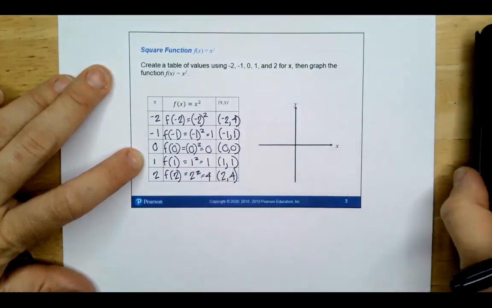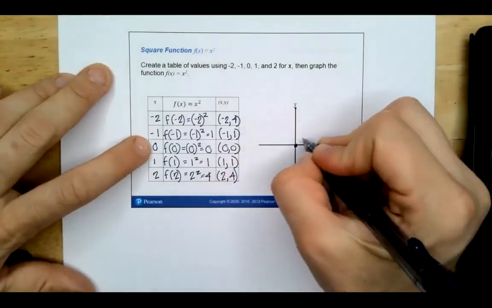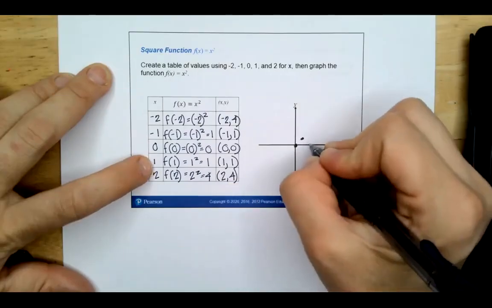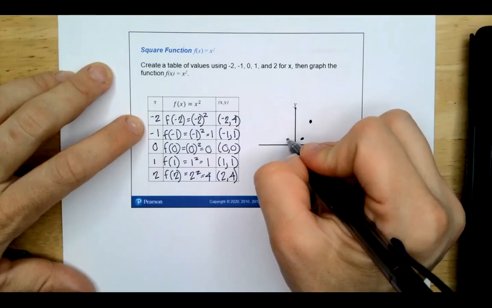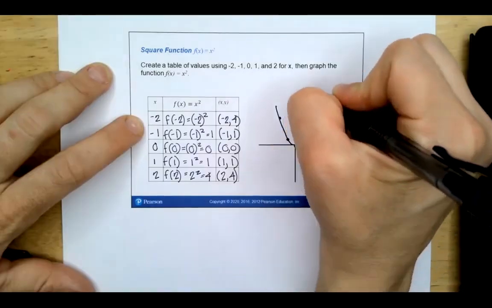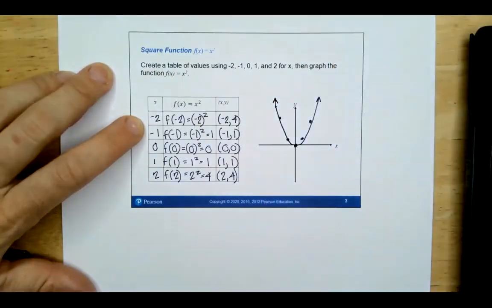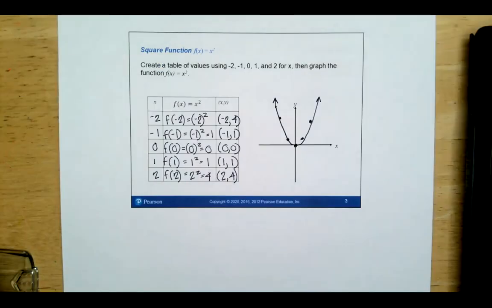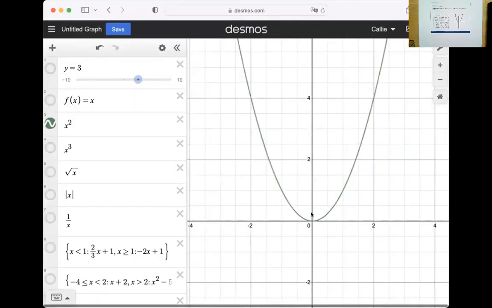Okay, so these points are, let's start with 0, 0. That's the point 0, 0. Then we have the point 1, 1. Then we have the point 2, 4. Over here we have -1, 1. And then we have -2, 4. Good. So that is the square function. When you get y equals x squared, it's always going to look like this. On Desmos, here it is, okay?